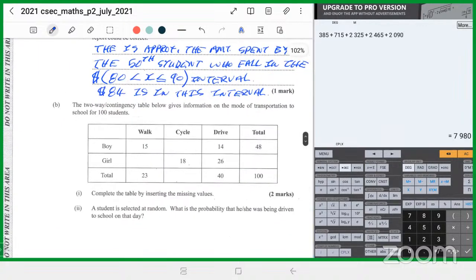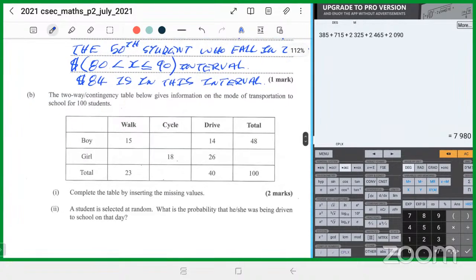All right, next question right here. It says the two-way contingency table below gives information on the mode of transportation for the 100 students. So that's why the total down here is 100, right? It says complete the table by inserting the missing values. So how it works is that the total across here, for example, equals that. And the total across here equals that. That's one way. But then the total vertically this way equals that down there. These two equal a value down here and so on. You get me? That's how it is.